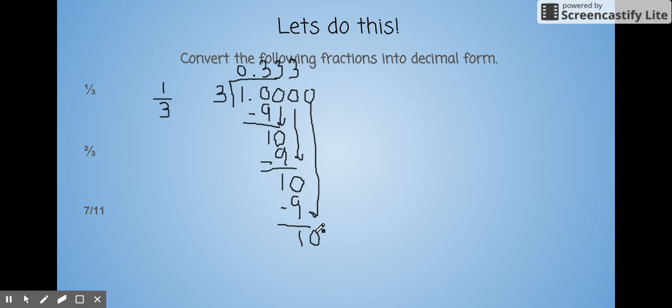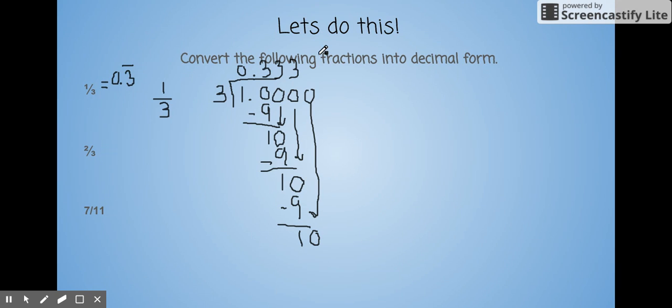So as you notice, this is going to be a pattern where 3 is going to keep repeating. So now that we know 3 is going to keep repeating, we can stop and say 1/3 is equivalent to 0.3, and then we need that repeating bar above the 3. Okay, so now let's look at the next one.